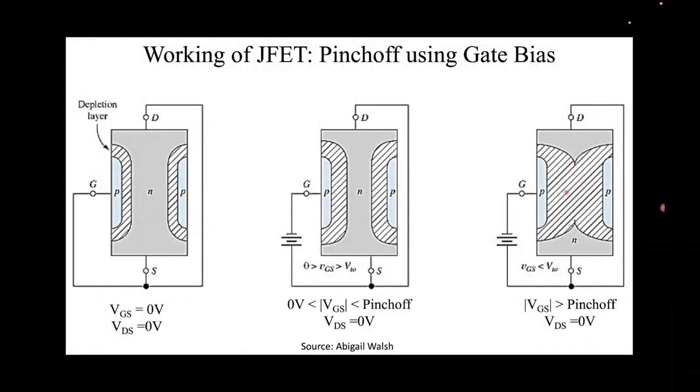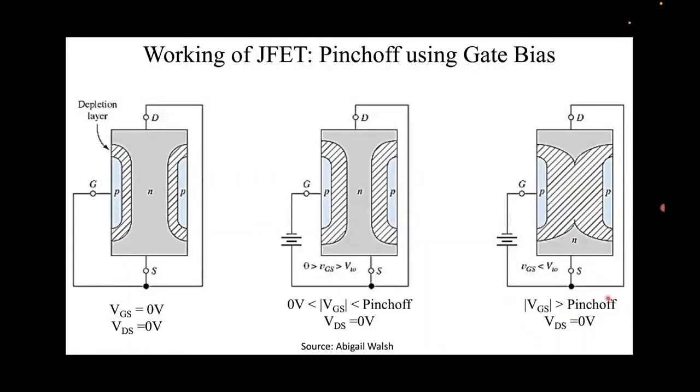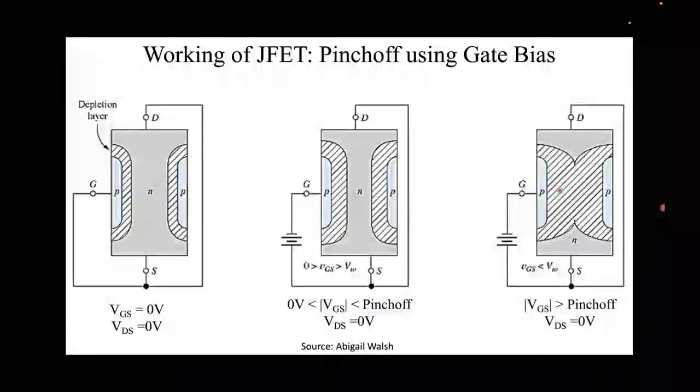Such a voltage at which the two depletion regions merge is known as the pinch off voltage. This is a negative voltage, because note that we are applying a negative bias. So below this the device cannot conduct.